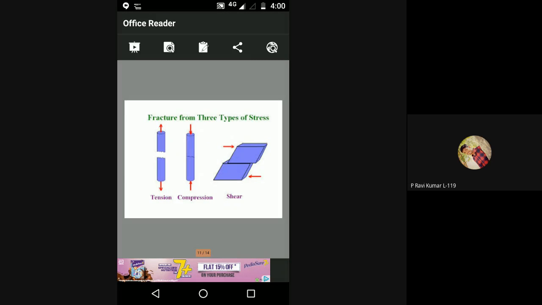And the second one, compression. Suppose this member is a ductile material. If you apply a small amount of compressive load, it can break. Suppose it is a brittle material. Then it can carry the maximum compressive loads. Previously, I told that ductile materials are very strong in tension, and brittle materials are very strong in compression.